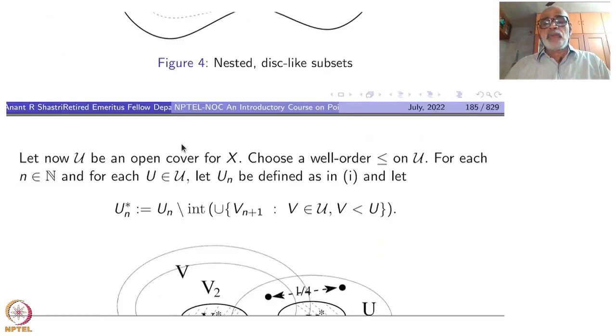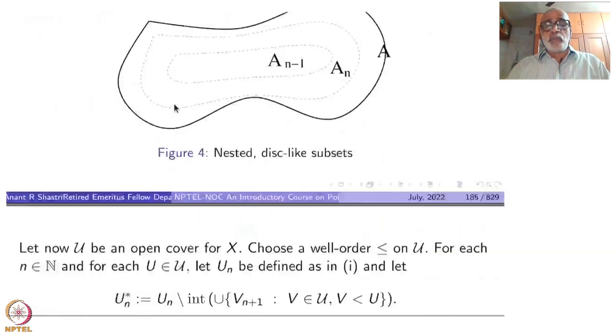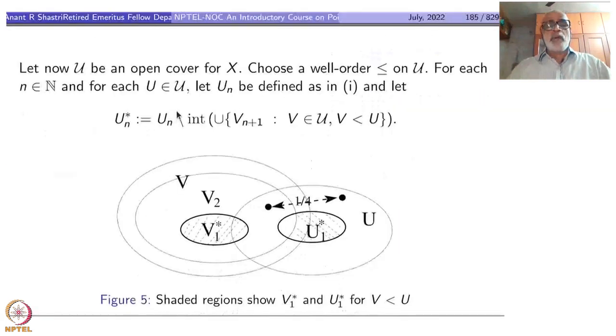Okay, so these are just notations now. You have to remember this one for the rest of the proof. Let now U be an open cover for X. We want to extract a locally finite open refinement. That is our purpose finally.